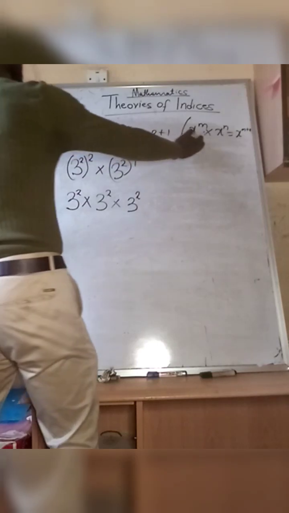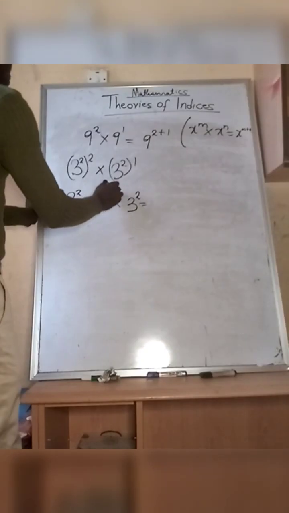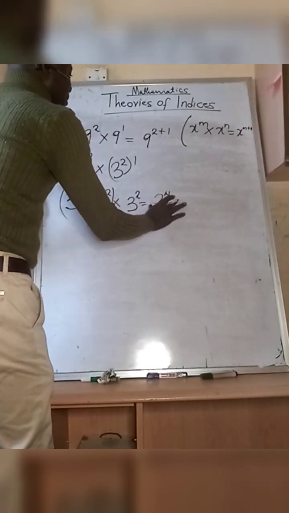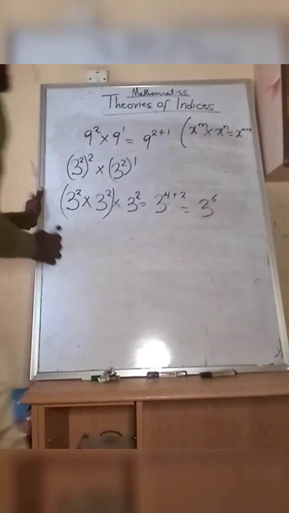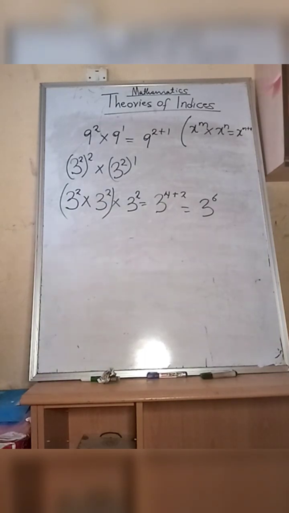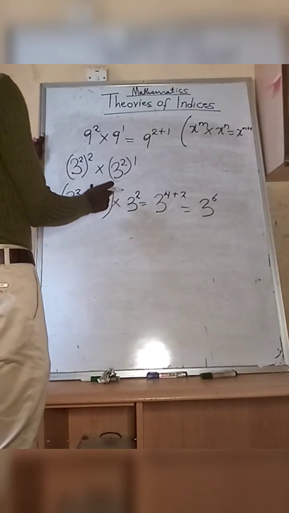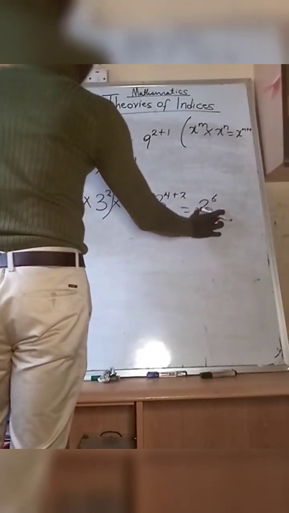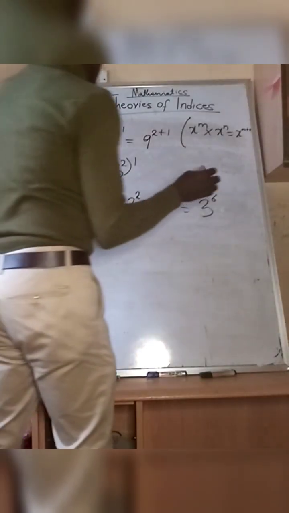Having established this law, we simply add. If we do these two first, it gives us 3 raised to the power 4, that is 2 plus 2, 4, then plus 2. And that is going to give us 3 raised to the power 6. What we will now consider is, with this value, will it give us the same value as this? Now, let's see. 81 times 9 is 729.